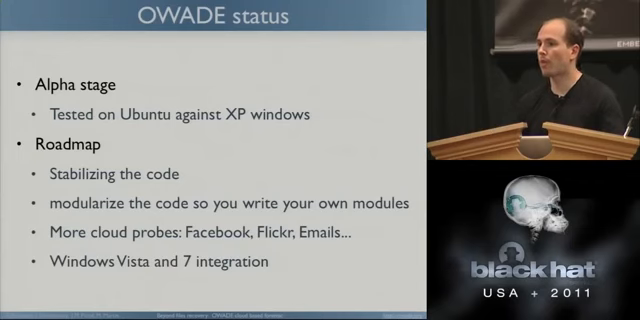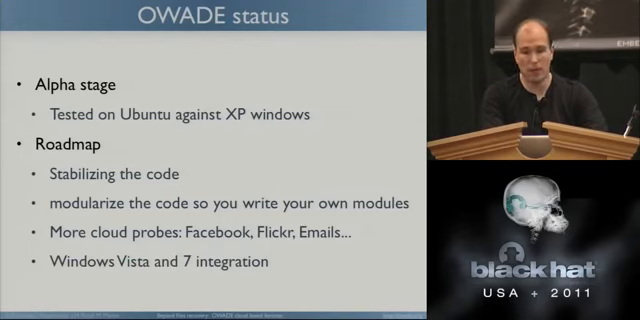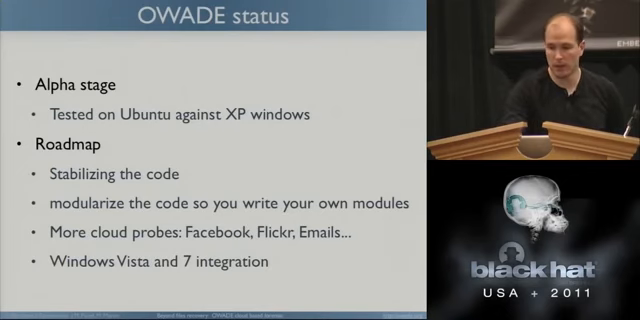And our current roadmap for the upcoming weeks is to stabilize the code, so it works based on people's reports, and to try to modularize the code so everyone can write their own module, as it's an open source project, a GPL3 project. And we have a ton more cloud probes on the way, extracting emails from every webmail of the world, Facebook cloud probes, and of course maybe Flickr and Picasa. And of course we're working on integrating Windows Vista and 7.